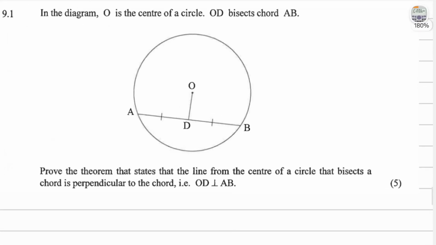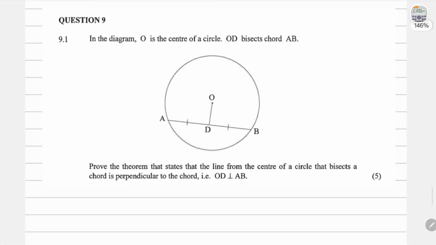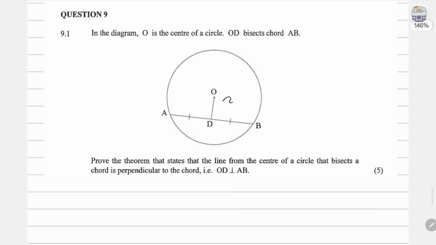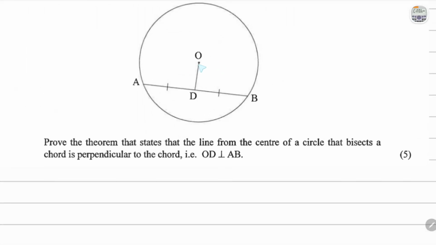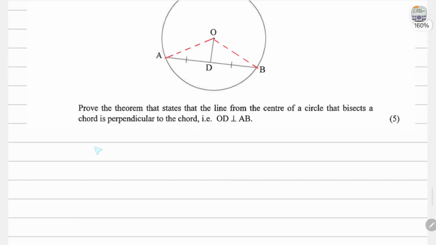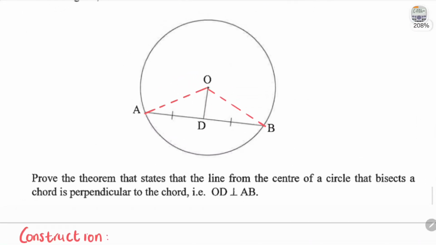To prove that these two are perpendicular, it's going to be very similar to the way we prove that the line from the center of the circle perpendicular to the chord bisects the chord. So we're going to start with constructions. We're going to construct a line from O to A and then a line from O to B. And then we need to write down any constructions made. Then after we have done that, we can focus on this.